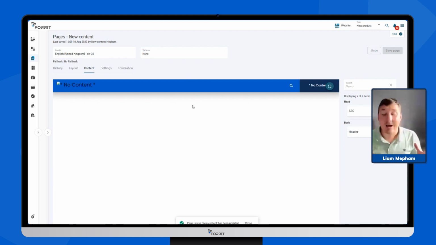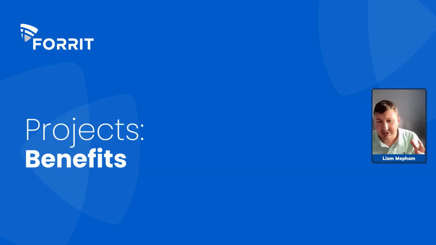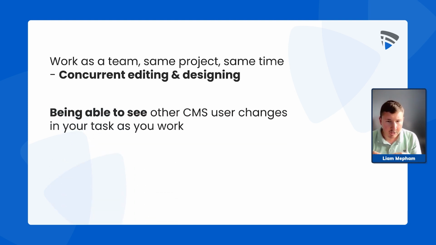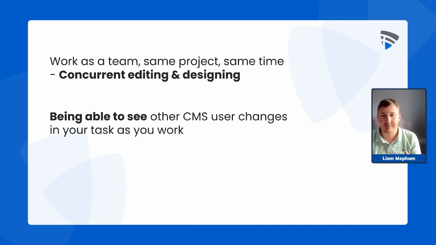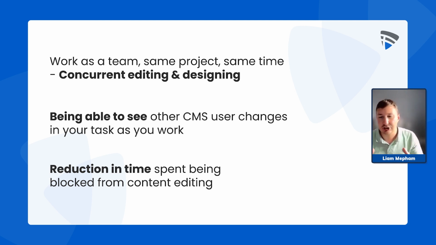Now you've seen a demonstration of how we manage content within Forrit. Let's look at the benefits of that. Working side by side concurrently with other team members means we are breaking down silos between teams. Tasks are merged in at the completion of a task. You then see that within your own task, allowing you to visually approve that your ongoing changes will work alongside some other team members' changes before you publish to a test environment. This all results in a huge potential for reduction in time spent during content editing and designing.